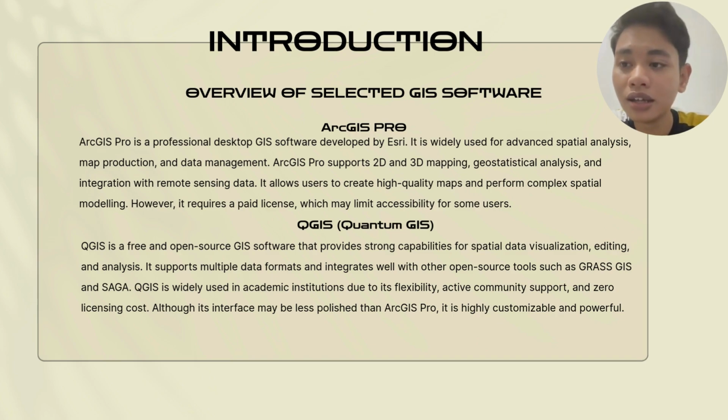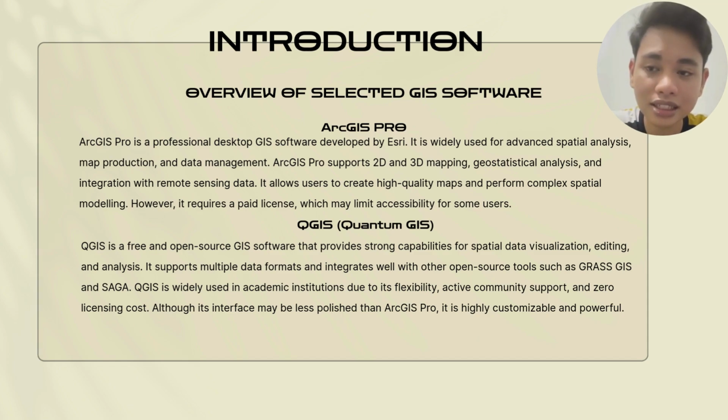ArcGIS Pro. ArcGIS Pro is a professional desktop GIS software developed by Esri. It is widely used for advanced spatial analysis, map production, and data management. ArcGIS Pro supports 2D and 3D mapping, geostatistical analysis, and integration with remote sensing data. It allows users to create high-quality maps and perform complex spatial modeling. However, it requires a paid license, which may limit accessibility for some users.